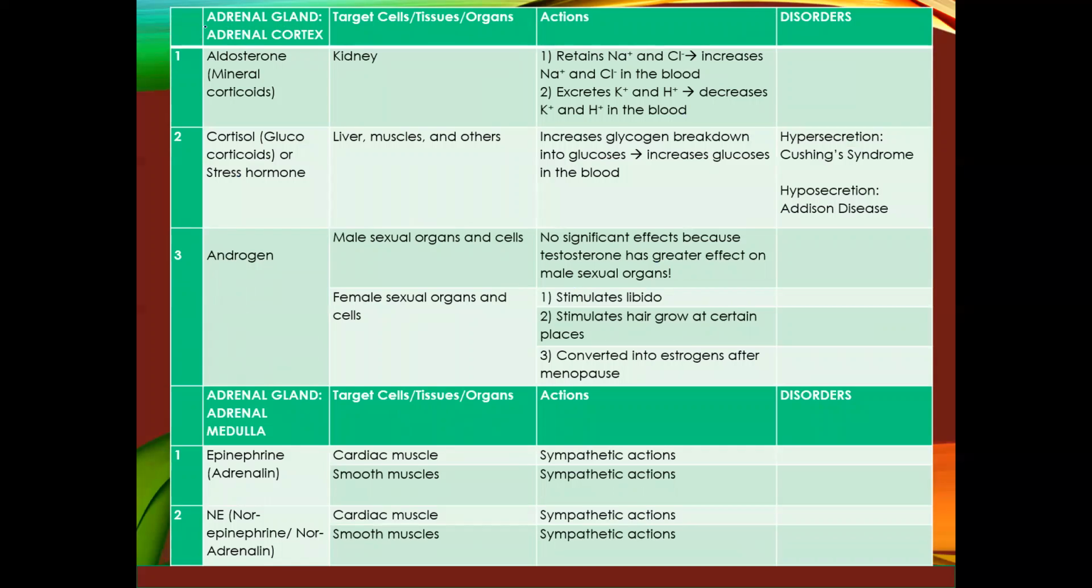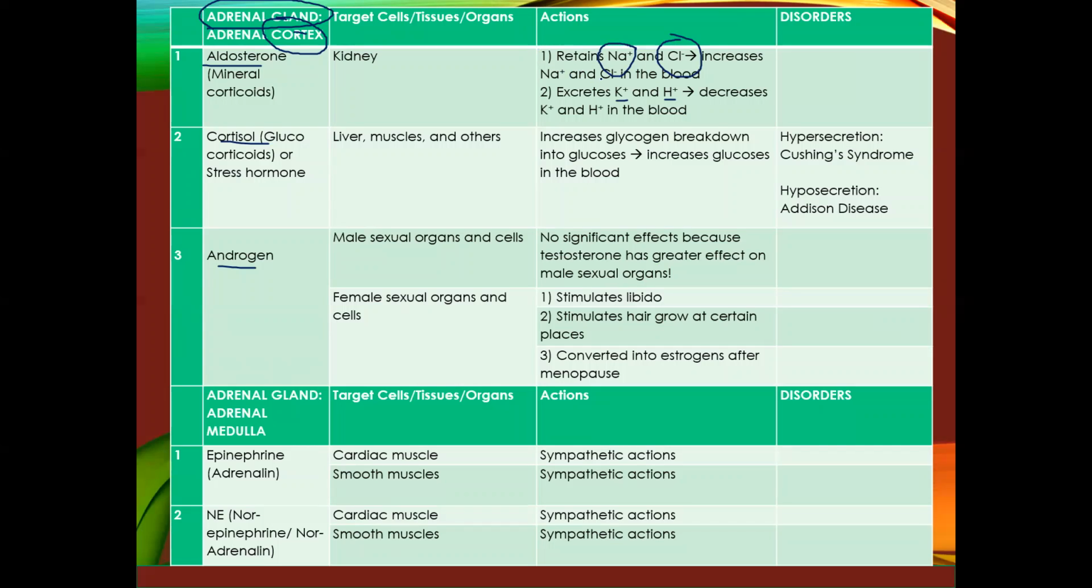Okay, we go to the next gland, the adrenal glands. And remember, it is divided into the cortex on the outside part. And the cortex produces three hormones: aldosterone, cortisol, and androgen. Now, aldosterone's main function is to retain electrolytes like sodium and chloride, and also to excrete potassium and hydrogen ions. So it retains or controls electrolytes.